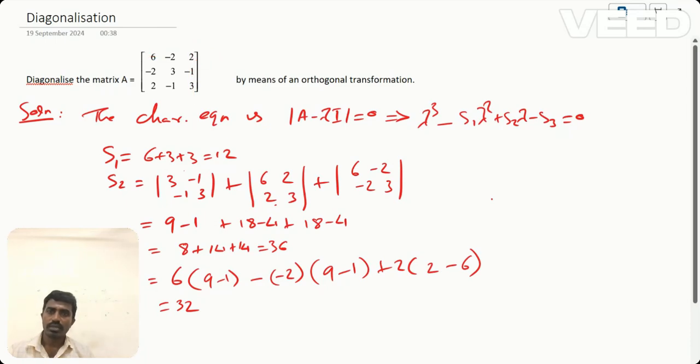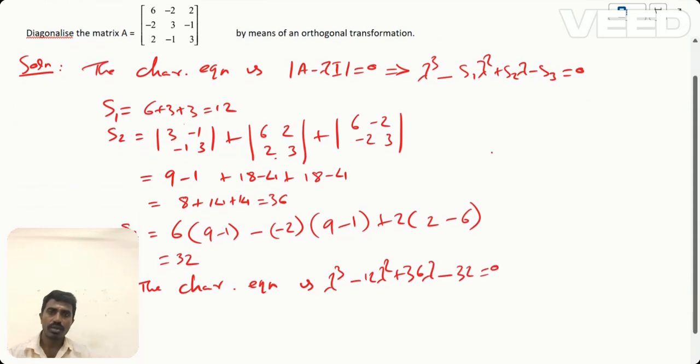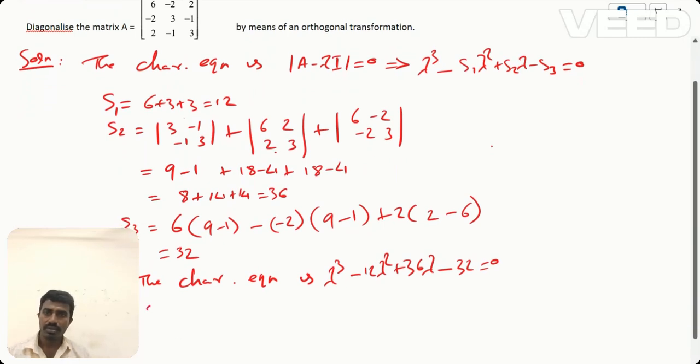So the characteristic equation is lambda cube minus s1 lambda square, s1 is 12, minus 12 lambda square plus s2 lambda, s2 is 36 lambda, minus s3, 32, equal to 0. If you solve this equation, then you get the roots as lambda equal to 8, 2, 2. So these are the eigenvalues of A.